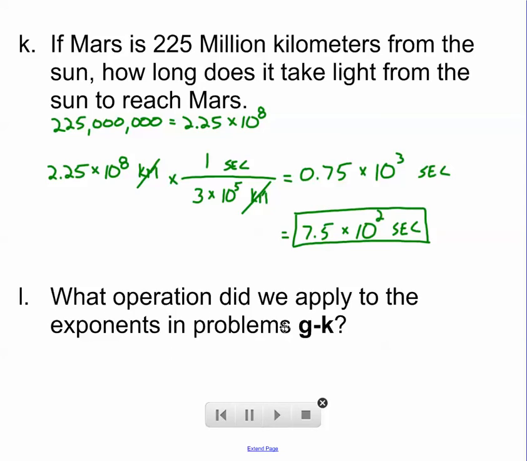Lastly, what operation did we apply to the exponents in problems G through K? Well, we were dividing powers of 10. So what did we do with their exponents? We subtracted. When we are dividing numbers at the same base, we subtract their exponents.